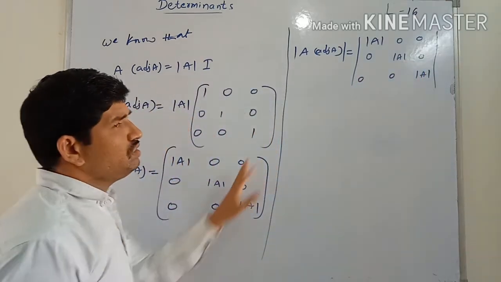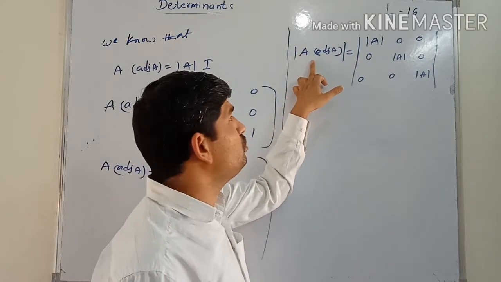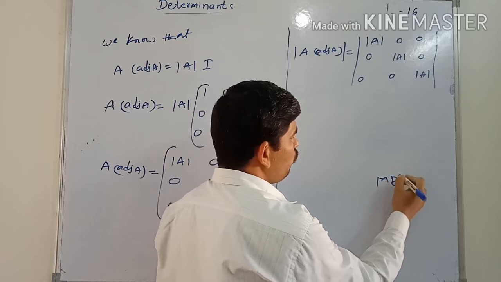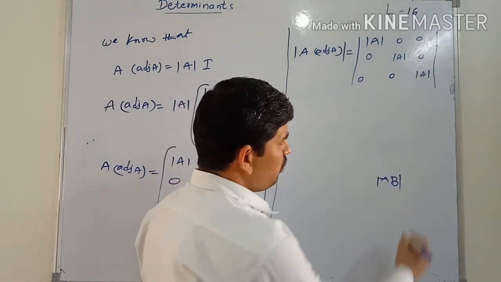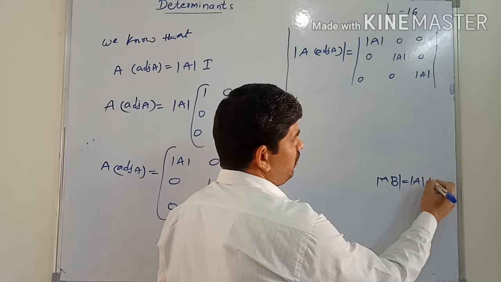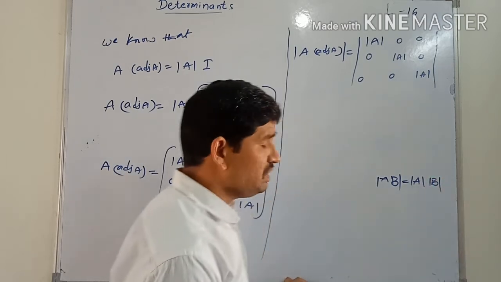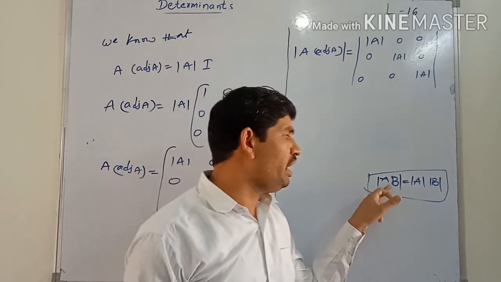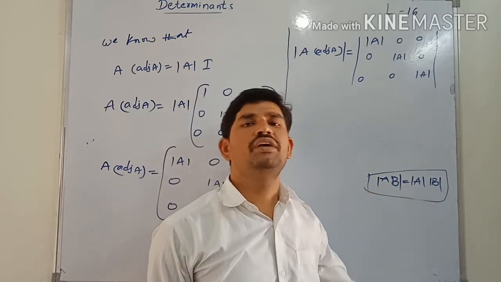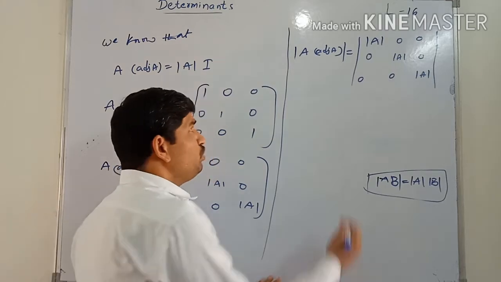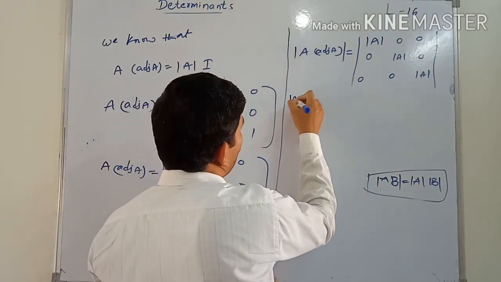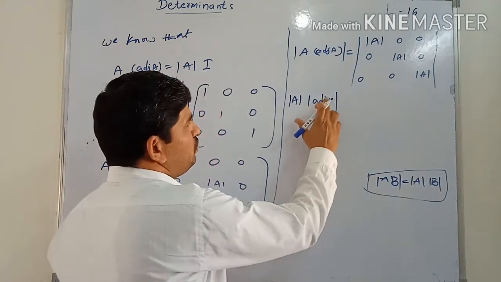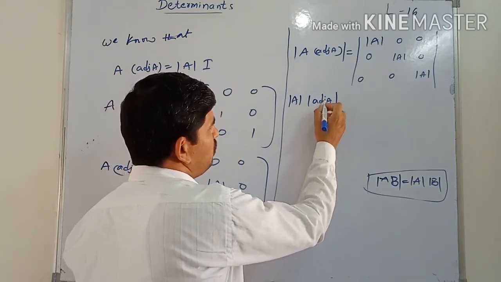Yes. Now see, this determinant of A into adjoint A is nothing but in the form of determinant of A into B. Yes or no? So determinant of A into B can be written as determinant of A into determinant of B. This is again one of the properties in the determinant. Determinant of A into B is equal to what? Determinant of A into determinant of B. By using this I am writing here determinant of A into determinant of adjoint A.